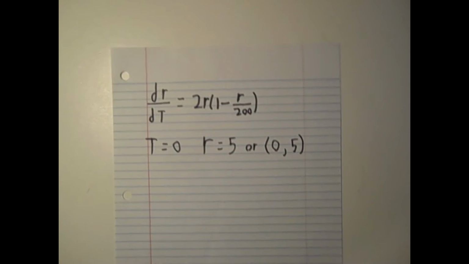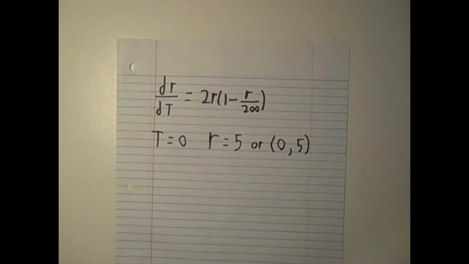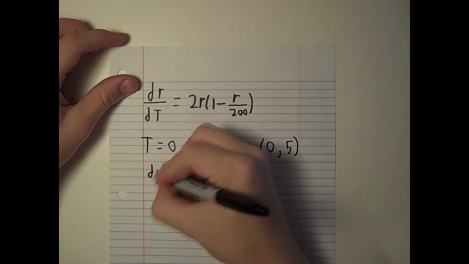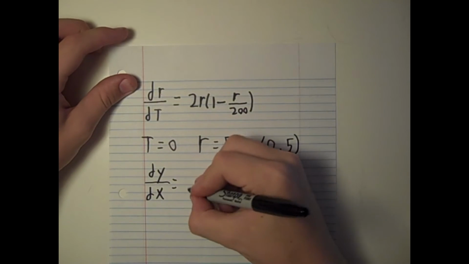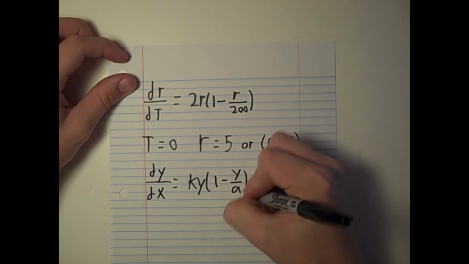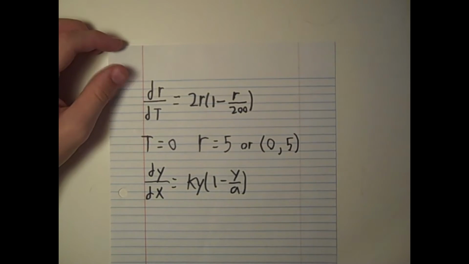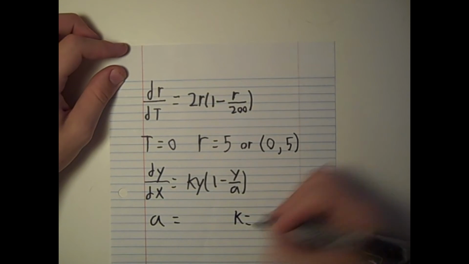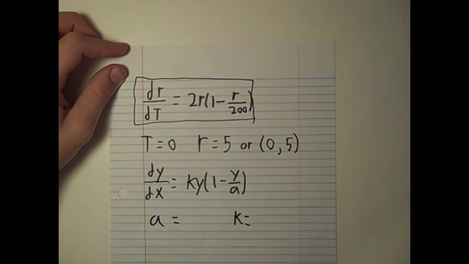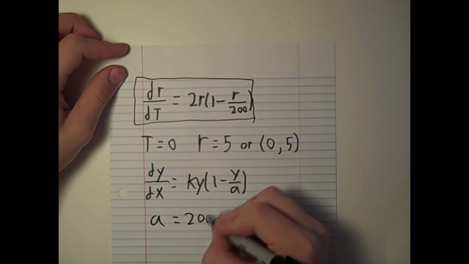So back to our first step, we need to identify our two constants. So let's look at our general equation for logistical growth: ky times the quantity 1 minus y over a. And so we have to find a and k here. And so we can see that k is equal to 2 and a is equal to 200.